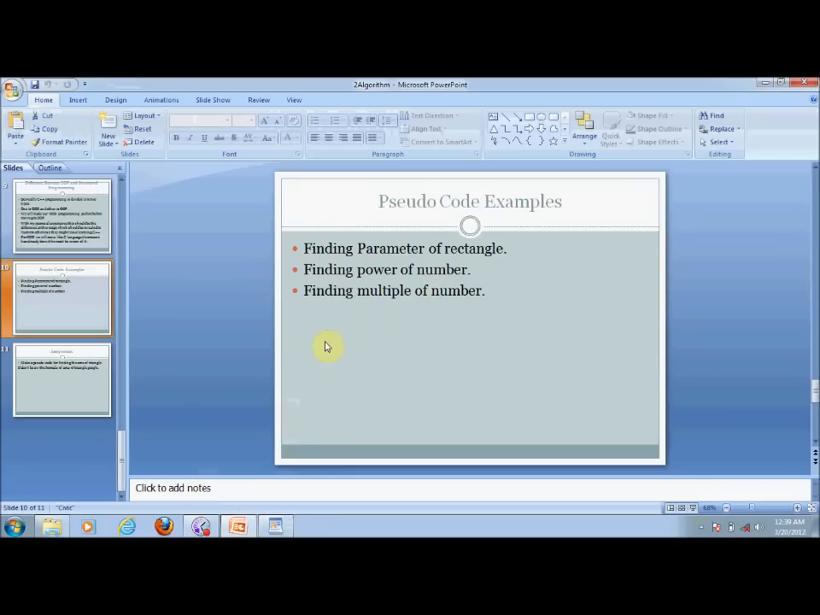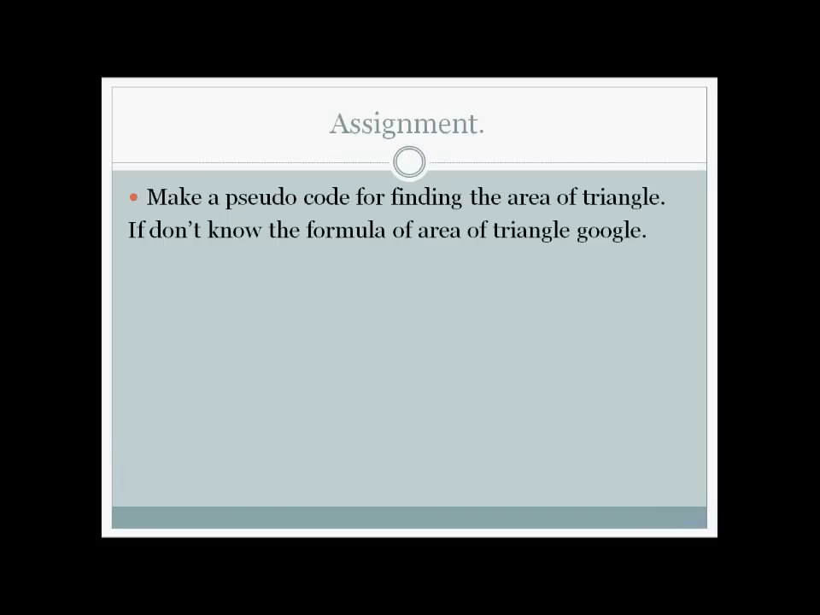Okay, similarly you can find the power of a certain number. So what is the assignment? The assignment is to make a pseudocode for finding the area of a triangle, and definitely you need a formula for the area of a triangle, and if you don't know it you can actually google it.